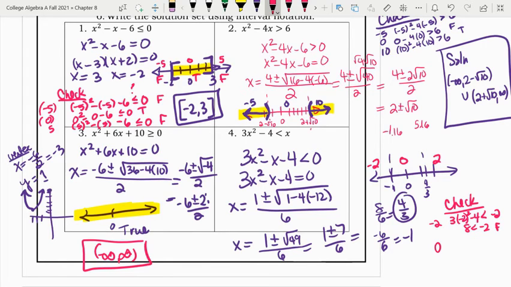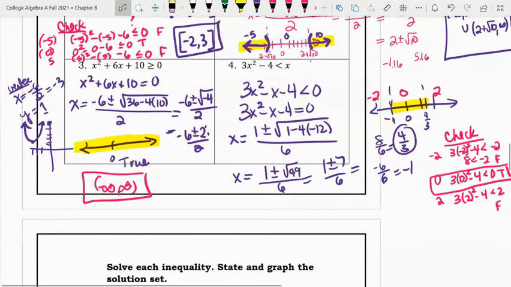Let's try 0. 3 times 0 squared minus 4, is that less than 0? Negative 4 less than 0, that's true. Try 2. 3 times 2 squared minus 4, is that less than 0? It's going to give you 12 again minus 4, 8. That's also false. So it's true where 0 is at, which means it's true in here. So my solution set is parentheses negative 1 to 4/3.